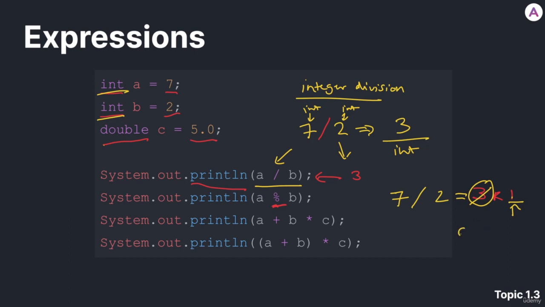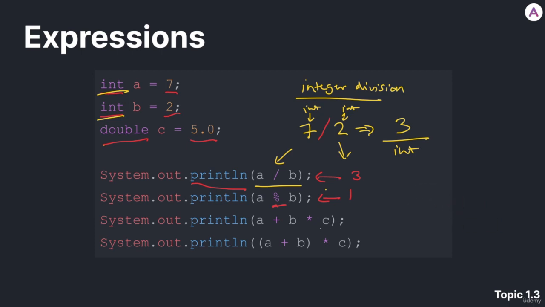And this is the result of the modulo operation. So a modulo b equals 1. You can think of modulo as basically the remainder of division between the two numbers. So the output of this would be 1.